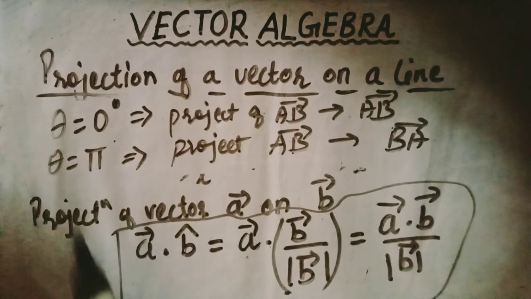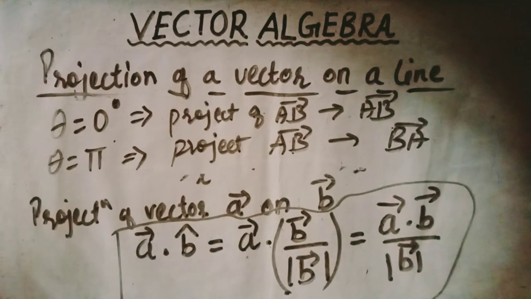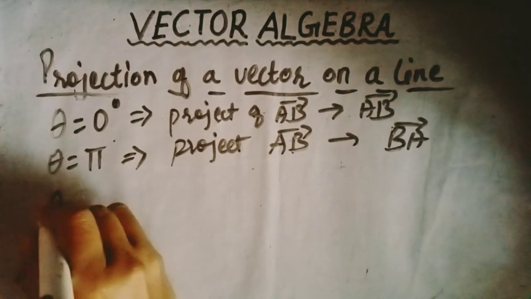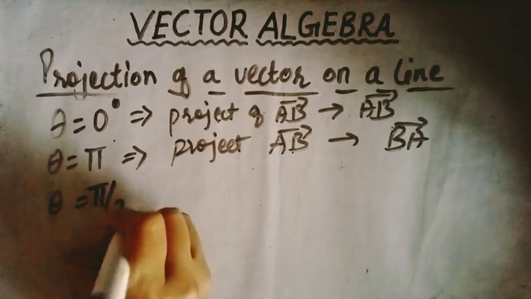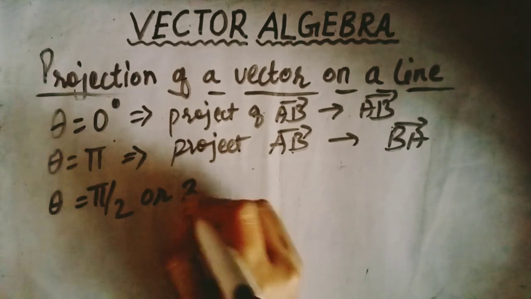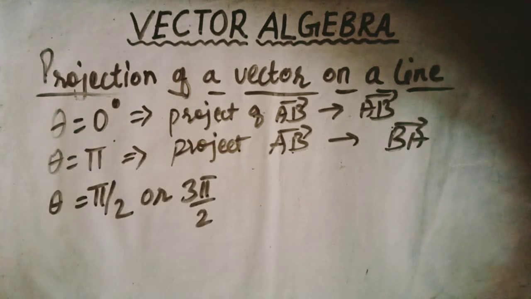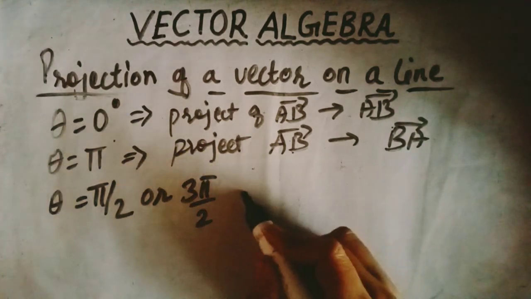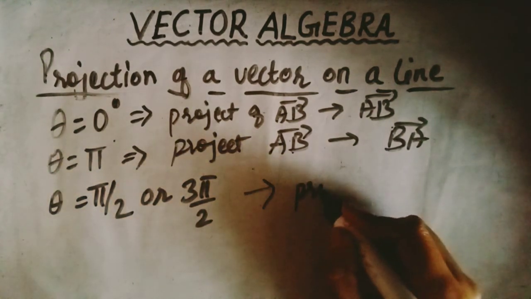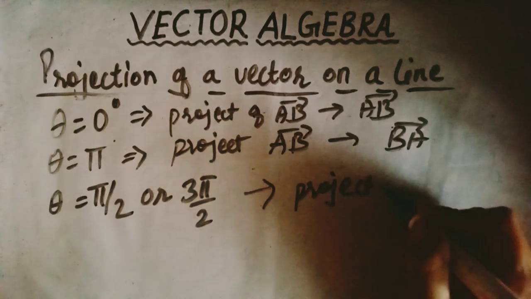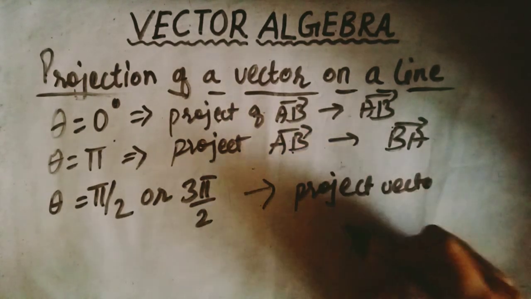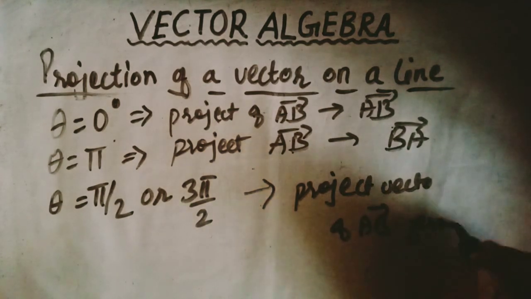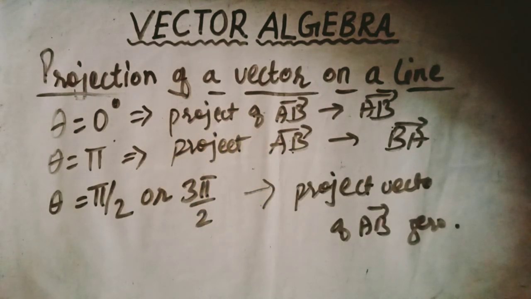Okay, if theta is pi by 2, that is 90 degree, or it is 3 pi by 2, that is 270, then the projection vector of AB will be zero. Okay, keep this in mind.